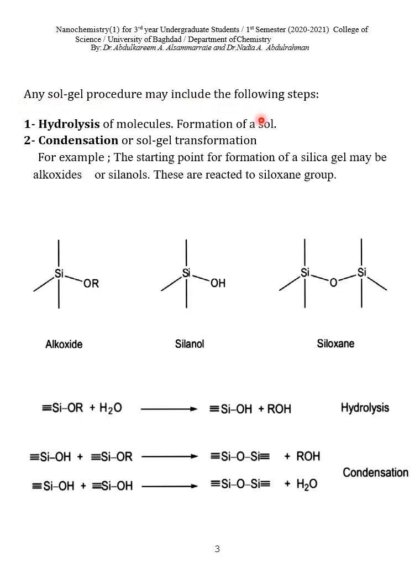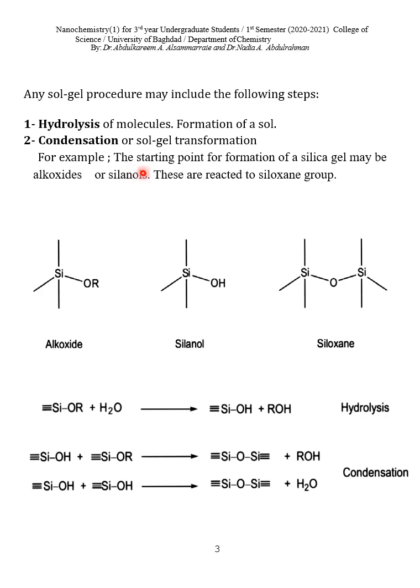Any sol-gel procedure may include the following steps. طبعا بصورة عامة sol-gel procedure هي تتكون من 6 different steps، يعني 6 مراحل. Number 1, hydrolysis of molecules or formation of a sol. فأول عملية هي عملية الإذابة، hydrolysis of molecules or formation of a sol في تكوين السول. Number 2, condensation or sol-gel transformation. هذا السول يتحول إلى الجل.